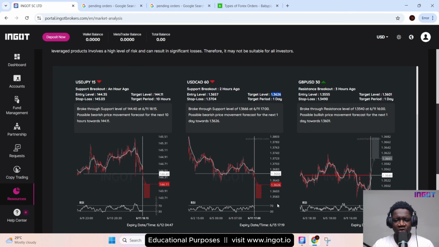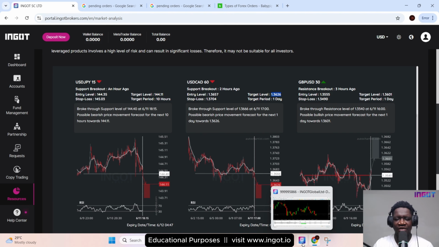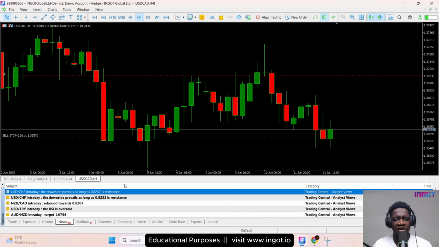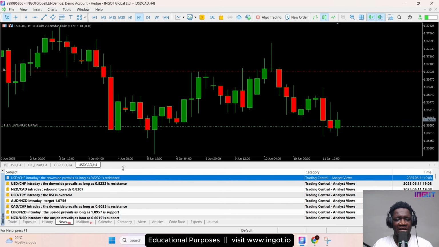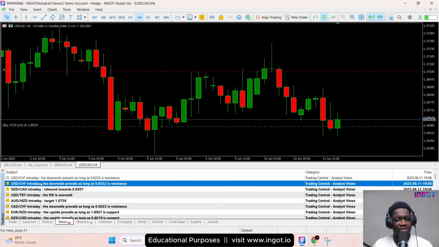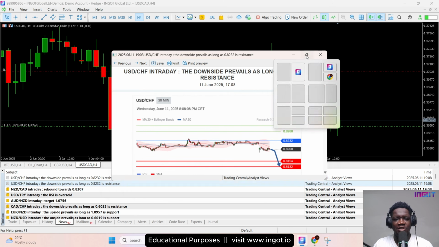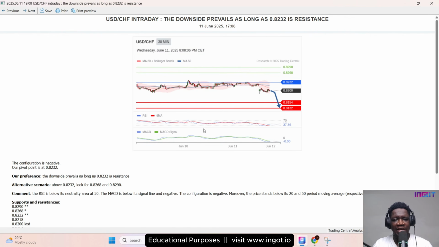Okay, now let's look at signals from your MT5 itself. So for that one, you open your MT5, you come to news. With news, let's look at any of the signals available. We have a lot here, but let's just pick maybe USD CAD, USD CHF like this. Double click on it, and then this image will pop up. Now, just by looking at this, look at the arrow. It tells you that there is a high chance the price will keep going down further.